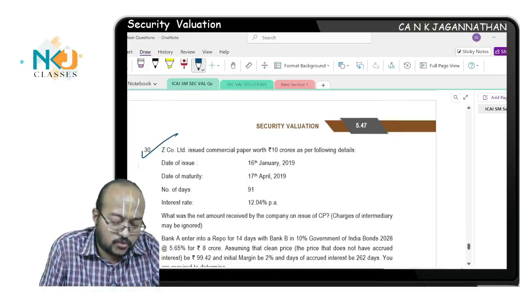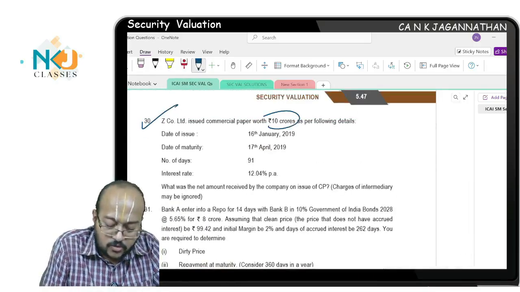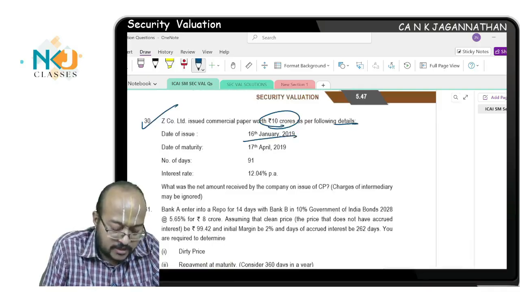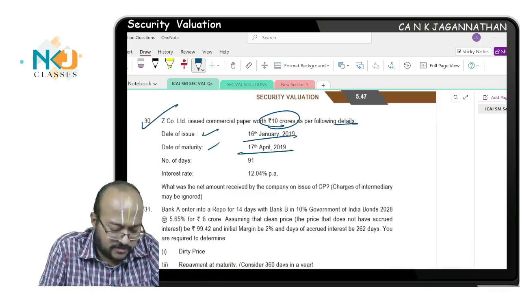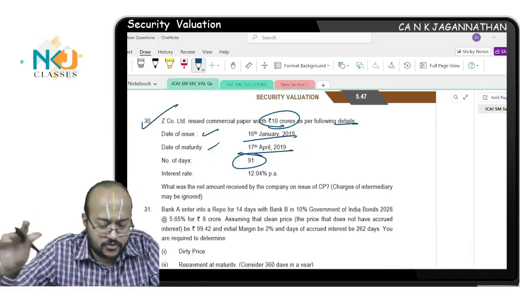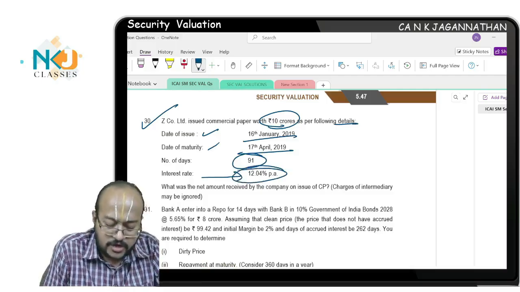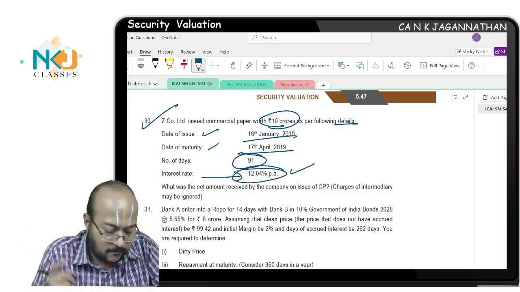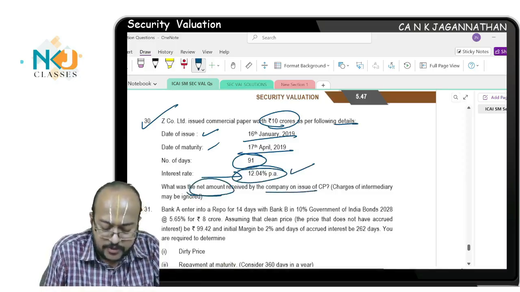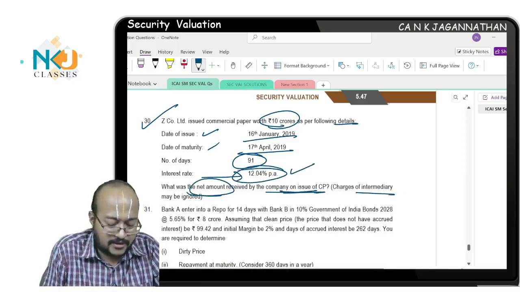ZCO Limited issued commercial paper worth 10 crores as per the following details: date of issue 16th January, date of maturity 17th April. The number of days is given itself, you don't need to compute all these things. The interest rate is given straight away, annualized interest rate 12.04% per annum. What is the net amount received by the company on issue? Charges of intermediary are ignored.